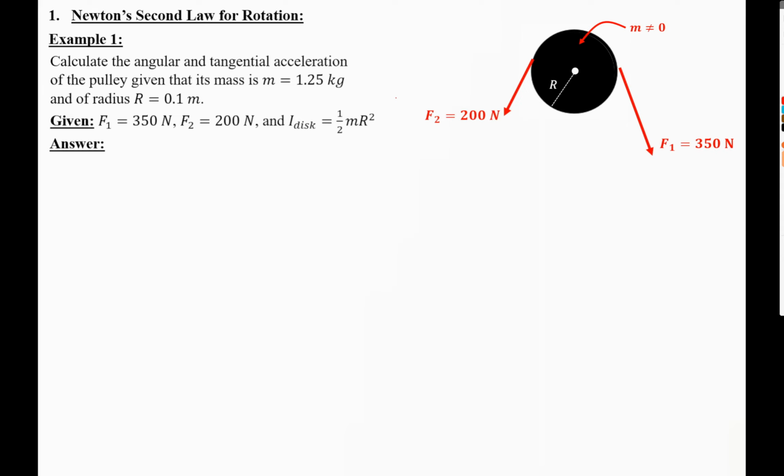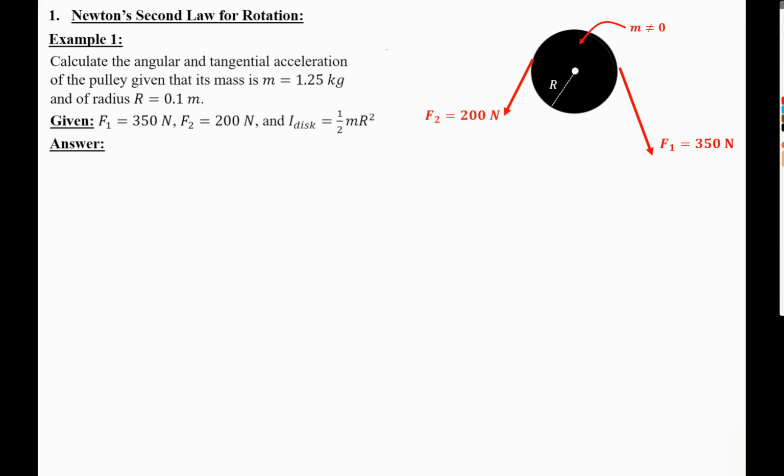Now, the angular and the tangential acceleration can be determined by applying Newton's second law for rotation, but before doing so, we need to identify the forces that are acting on the disc or the pulley itself. This can be done, as previously, with an FBD, a free body diagram, in which the object is represented by a dot.